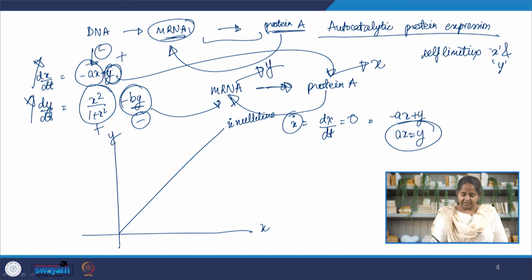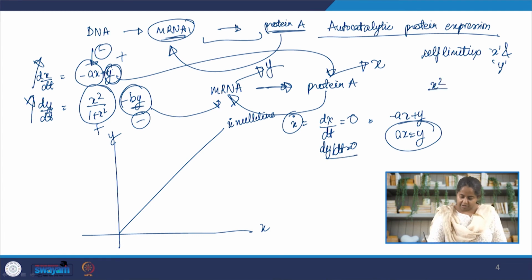Now let's make our y nullcline. The y nullcline is when dy/dt is 0. So you see what we are doing, we are simplifying the system. Individually we are finding out how each nullcline looks, and at the intersection of the nullclines, both variables' growth rate terms would be 0. That's our fixed point.